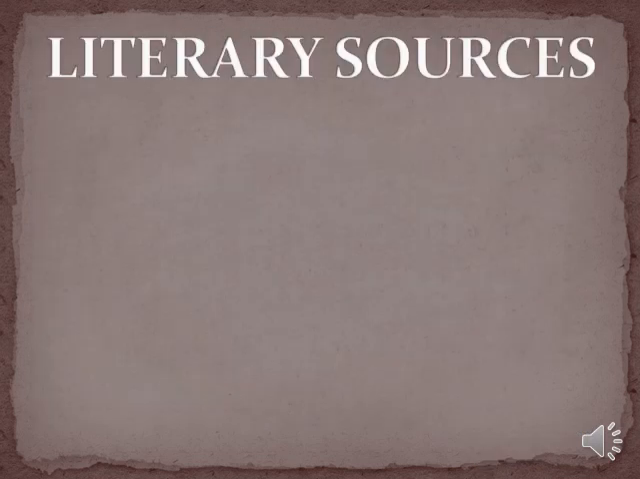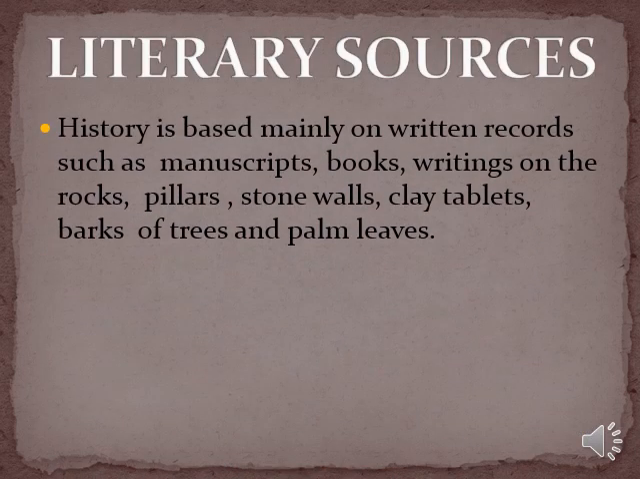Children, I already told you what literary sources are, and now we are going to study how they used to help us to study about the history. History is based mainly on the written records such as manuscripts, books, writings on the rocks. Children, in the previous time or in the history, people won't have this much of books or copies. They used to write on the rocks also. They used to write on the pillars of their houses, stone walls, they used to write on the walls, clay tablets, barks of tree.